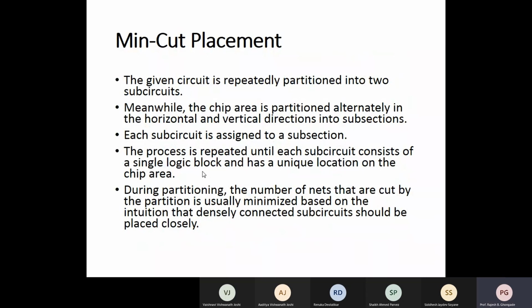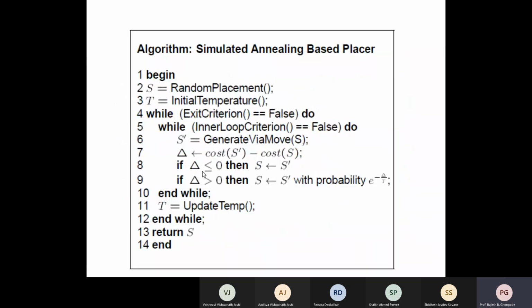During partitioning, the number of nets that are cut by the partition is usually minimized based on intuition. So this is more or less a heuristic kind of approach. So this is one interesting approach.